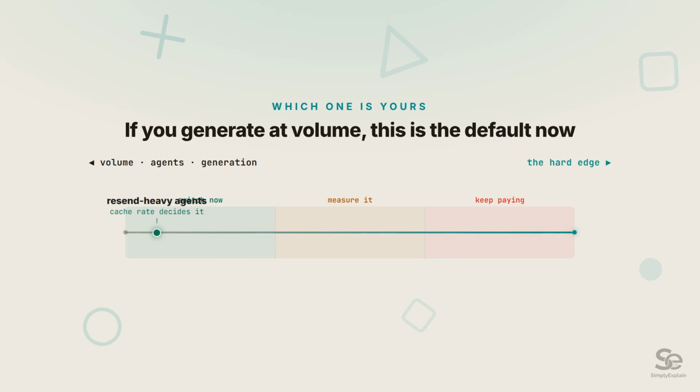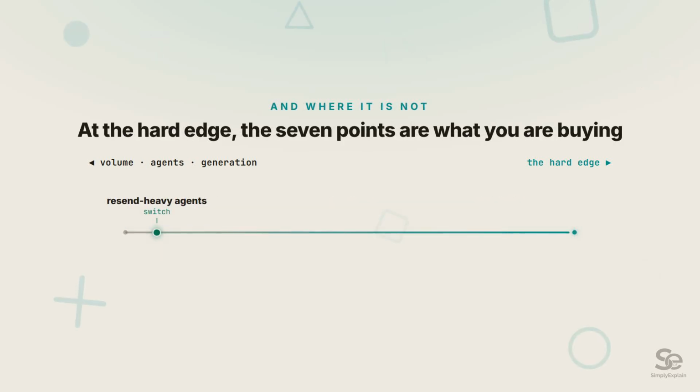So, if you are generating a lot of text or running agents that resend the same context, this is the obvious default now. If you are working at the hard edge of what models can do, those 7 points are exactly what you are paying for, and you should still pay them.